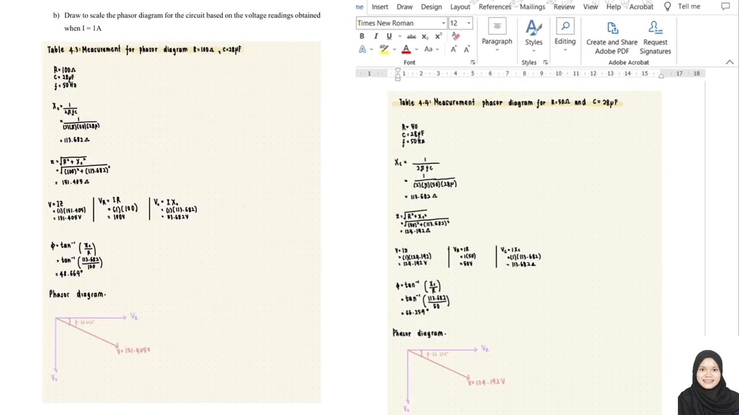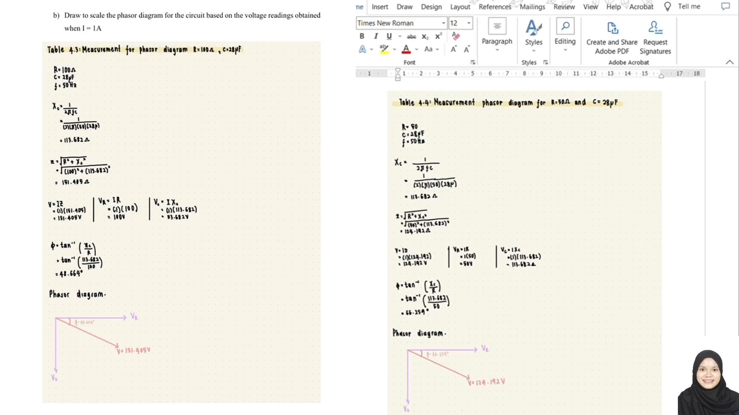The last question is to draw to scale the phasor diagram for the circuit based on the voltage reading obtained when I is 1 ampere. The first thing we need to do is to find the XC, and the value that we got is 113.682, which is the same for table 4.4. Then we need to find the value of impedance, and for table 4.3 we got 151.405, meanwhile for table 4.4 the impedance is 124.192.